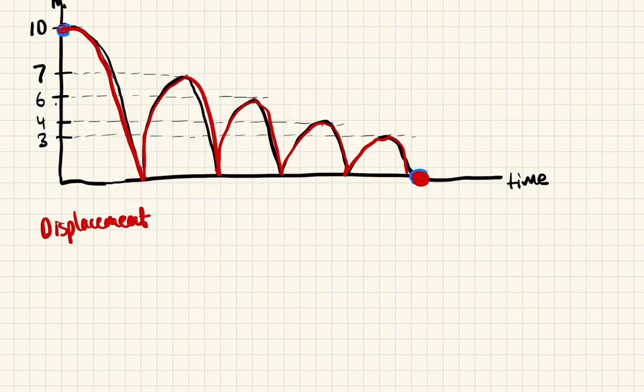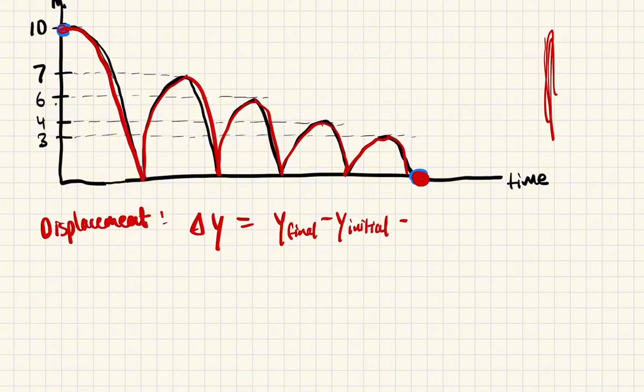Since we're thinking about the vertical path of the ball as it bounces up and down, let's write this out as the change in y, so y final minus y initial. The final position is going to be 0 meters, when it's on the ground after it's done bouncing. So 0 meters minus the initial position, which is 10 meters above the ground. And so the displacement is negative 10 meters.